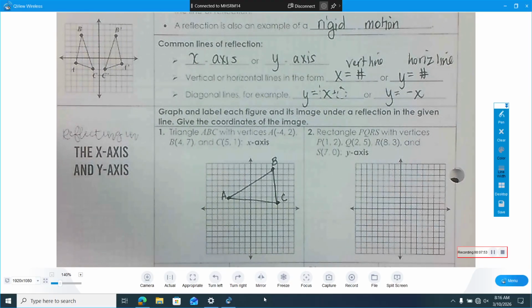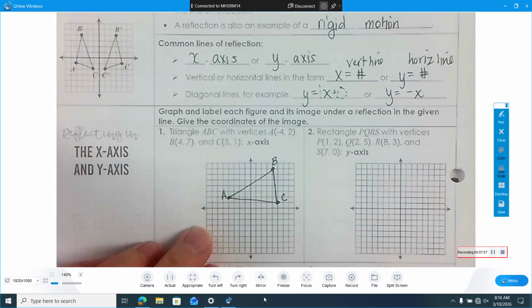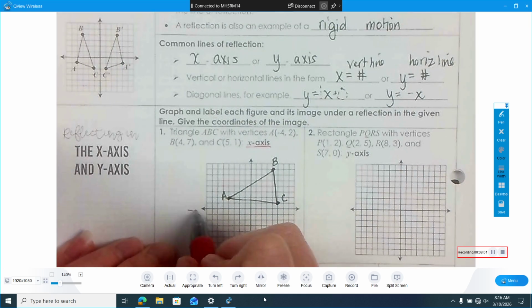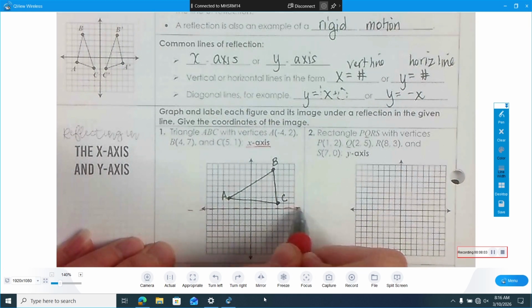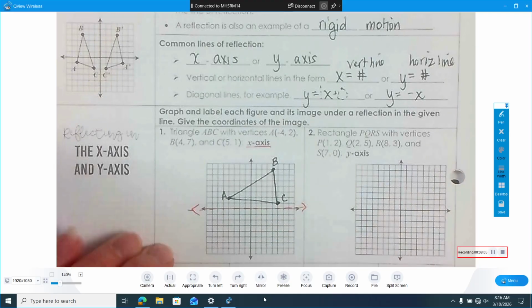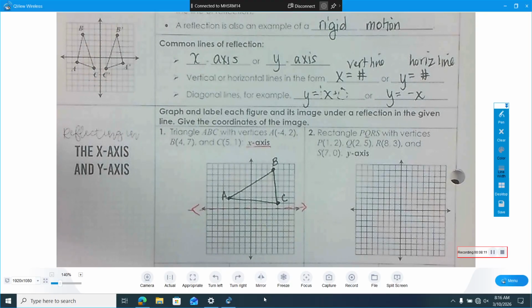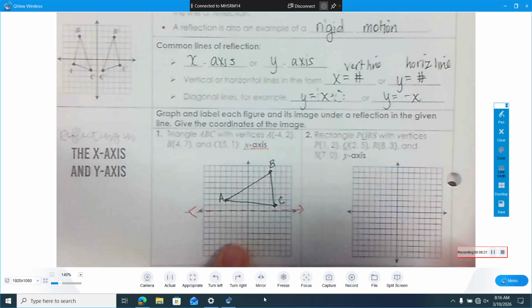All right, while that's graphed, we are reflecting this over the x-axis. So here we have our x-axis right here. I'm just going to highlight it with this little dotted red line here. So this is what we would call the line of reflection. And so we're going to take this triangle and flip it over the x-axis. And it's very easy to do.